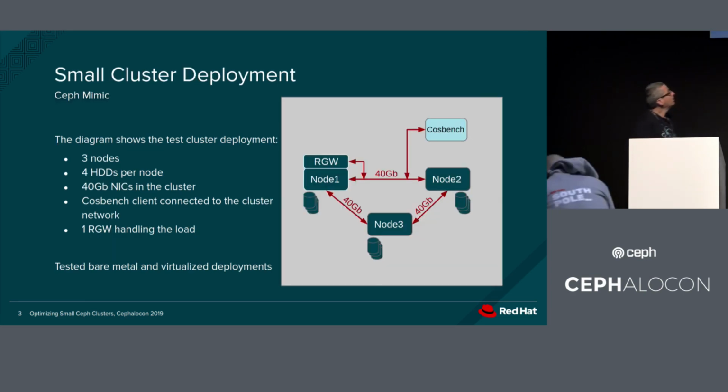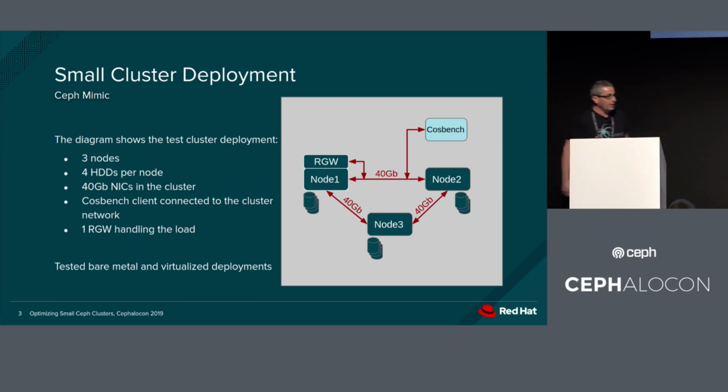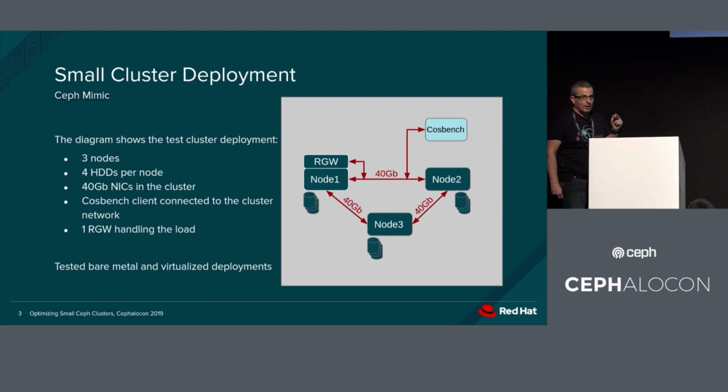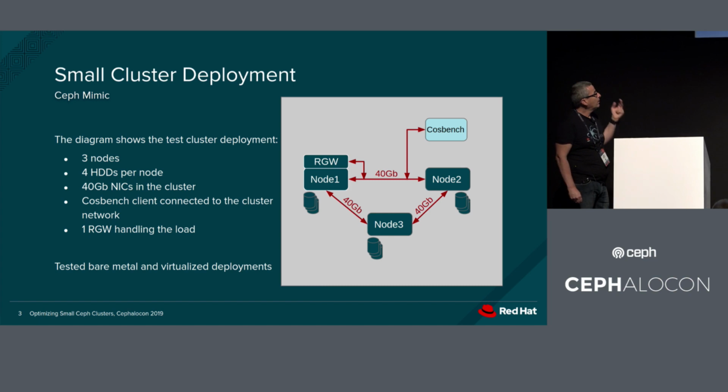So this is the deployment that I worked on. And excuse me if I'm not looking at you all the time. It's just that I have the light right in my eyes. It's very difficult, sorry. So 3 nodes, 4 OSDs per node, 40 gig NICs inside the cluster, 1 RGW on purpose. We'll see later how to optimize RGW as well, and COSBench as a test driver.